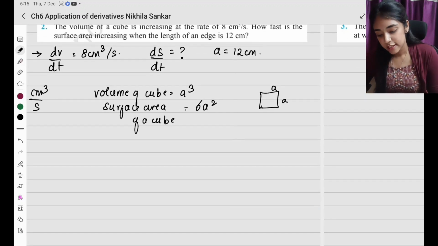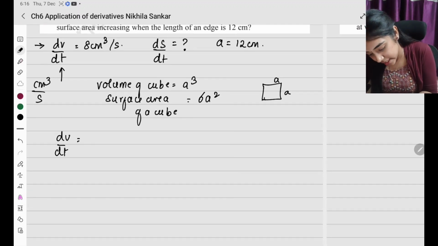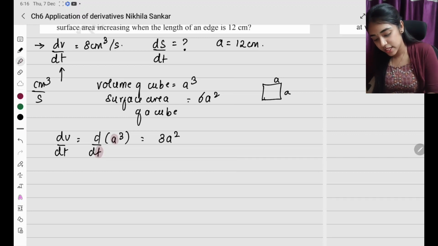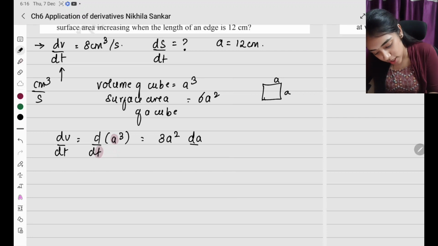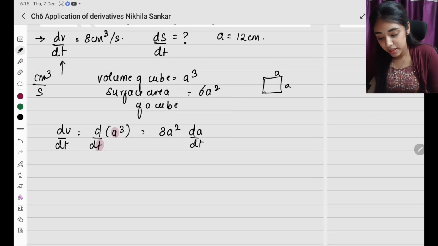Okay. So first let me do dV by dt. So I have dV by dt equals d by dt of a cube. So when I differentiate this, I have 3a square. But remember, your variable of differentiation is t, and the variable that is inside is a. So you differentiate that also. So I have dA divided by dt. Okay, understood? You have to differentiate the variable that is inside also.